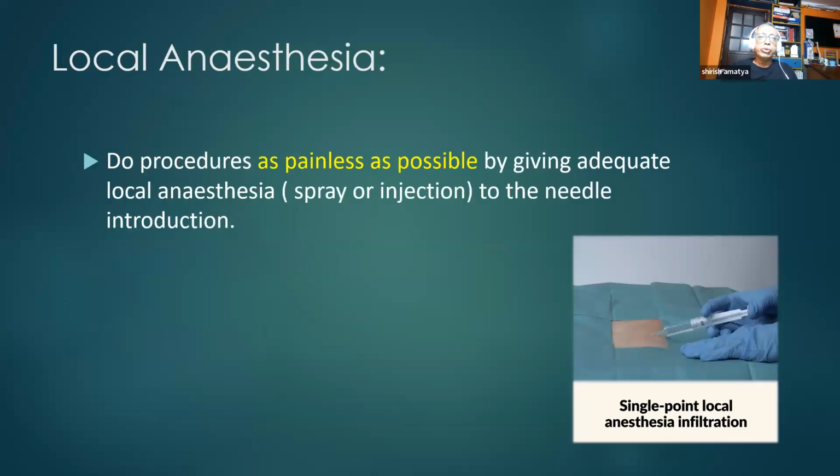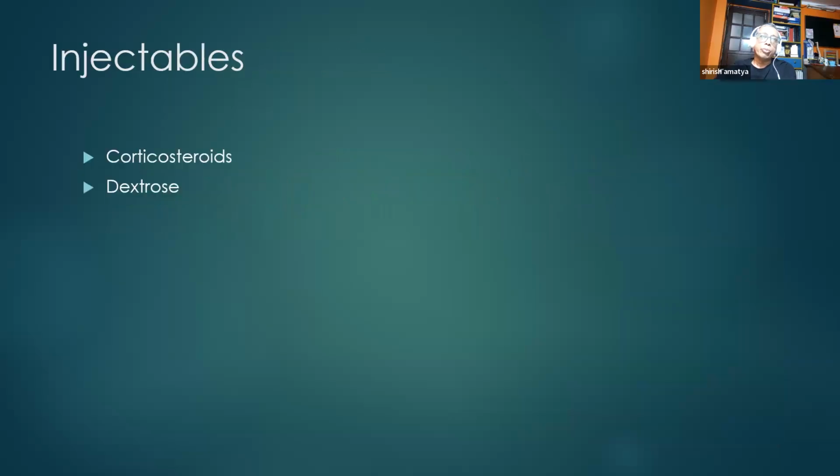So coming to local anesthesia, before injection of dextrose or even corticosteroid or even PRP, the injection should be as painless as possible. So before the procedure, we can give local anesthetic either as a spray or injection at the needle introduction area, as shown in the picture. So before injection, always locally anesthetize the area, make it numb, and only then proceed. So coming to our topic today, that is injectables, I'll be discussing a few slides on corticosteroid and dextrose.